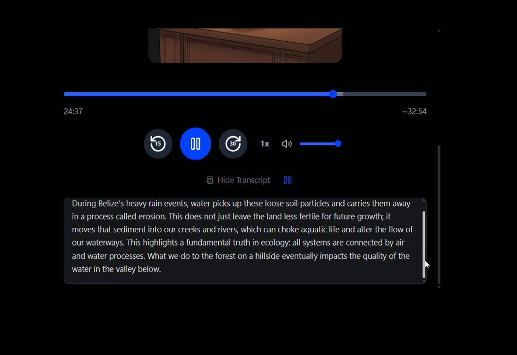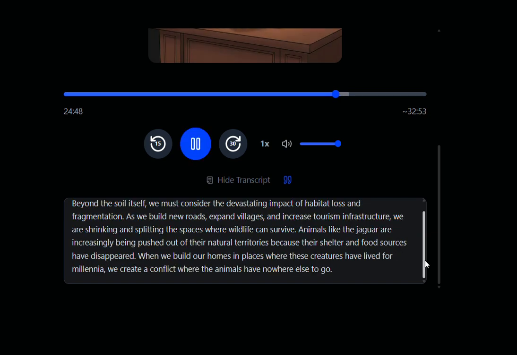This highlights a fundamental truth in ecology. All systems are connected by air and water processes. What we do to the forest on a hillside eventually impacts the quality of the water in the valley below. Beyond the soil itself, we must consider the devastating impact of habitat loss and fragmentation.